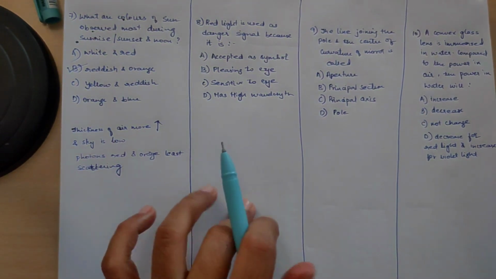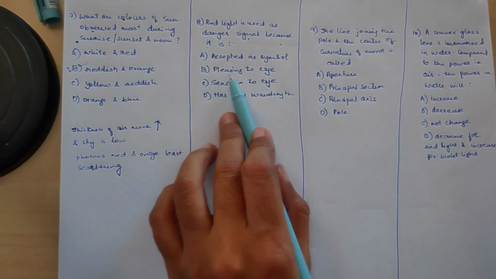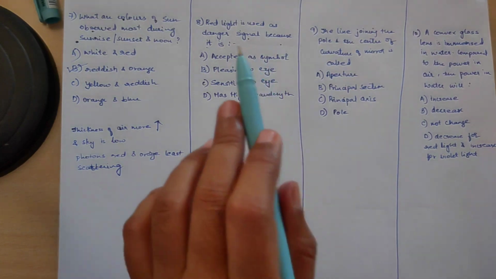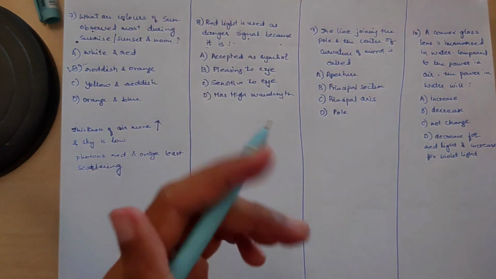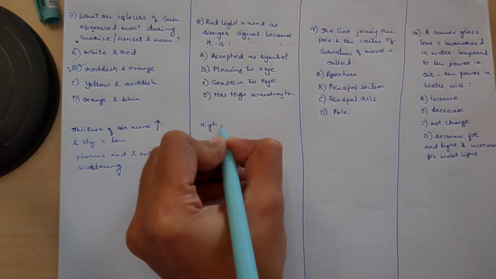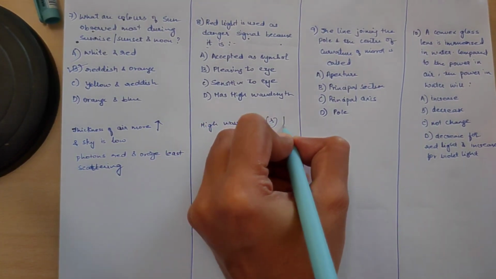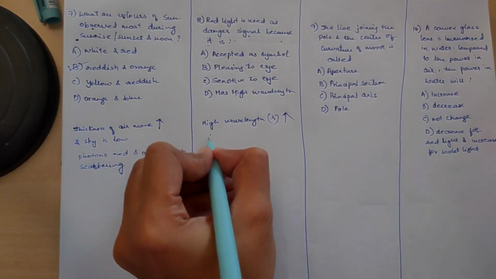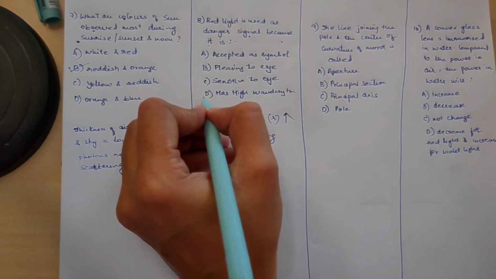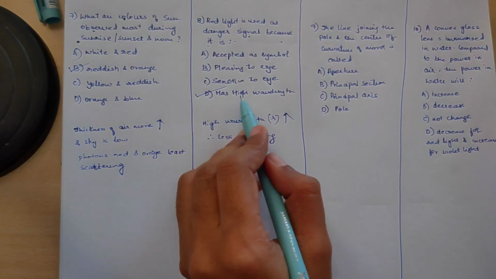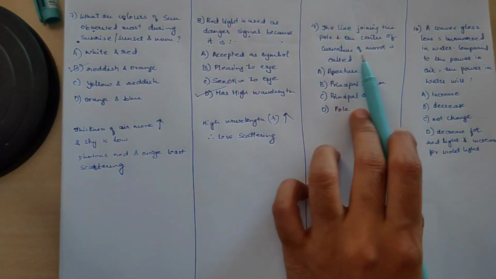Okay, coming to your next question, the red light is used as a danger signal because it is accepted as a symbol: pleasing to eye, sensitive to eye, high wavelength. See, red light, why do you use it? What is the main characteristic of red light? It is high in wavelength. That is, your lambda value for red is high. Okay, and therefore it undergoes less scattering. So what happens? We can use it as a danger signal. So it has high wavelength. This is the answer.